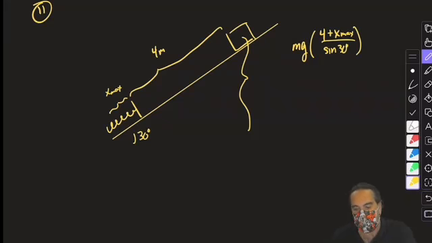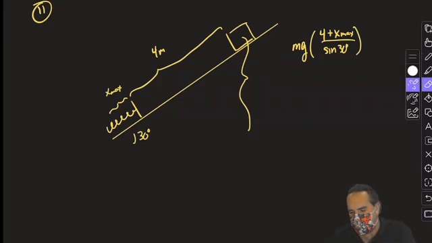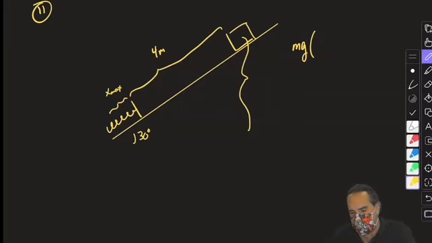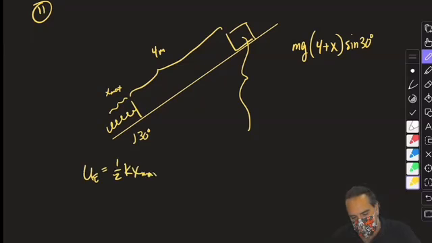They didn't do sine of 30, because I did 4 plus x and I forgot sine of 30 and I got the answer right. Oh, wait, I'm sorry, I did this backwards. It should be 4 plus x times the sine of 30. I did do that. Okay, and that's just a half, so that's part of it. Then when we get down to the bottom, we're going to have all elastic potential, and that's going to be 1/2 k x max squared.